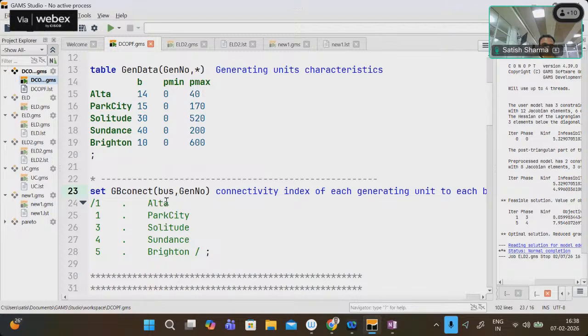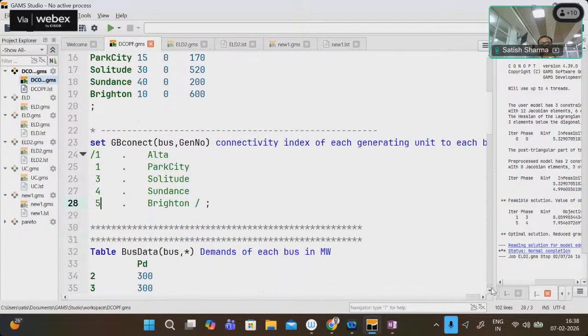So you can say it is a generator incidence matrix as well, like where is the generator connected. The generator is defined with the name of the city. So Alta and Park City are connected at bus number 1, Solitude is connected at 3, Sundance is connected at 4, and Brington is connected at bus number 5. Okay, so this is the information available so far in case 5 as well.